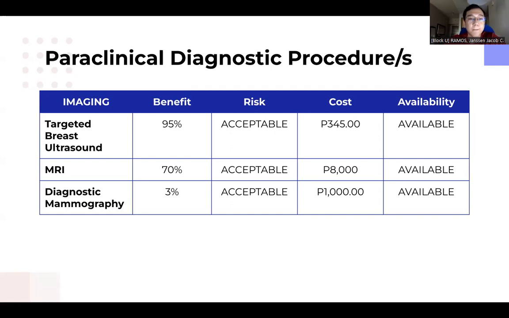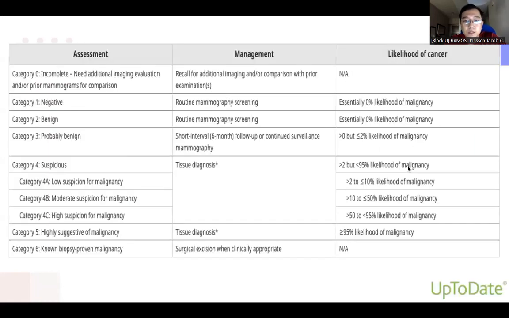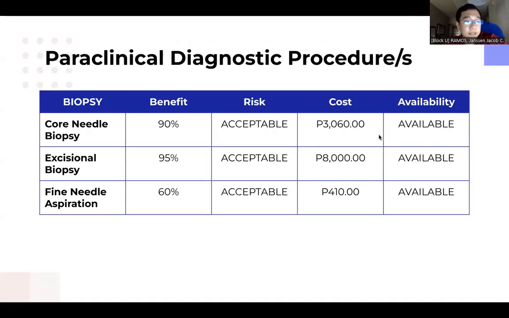Next slide. So this is just a table showing how imaging is categorized for the patient by BI-RADS scoring. Next slide.